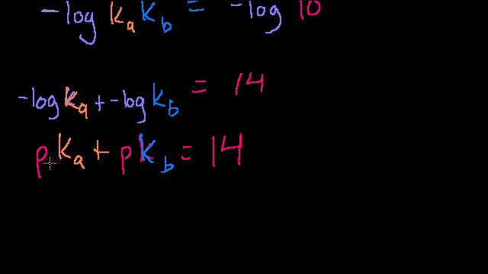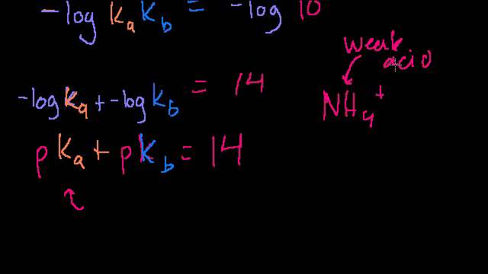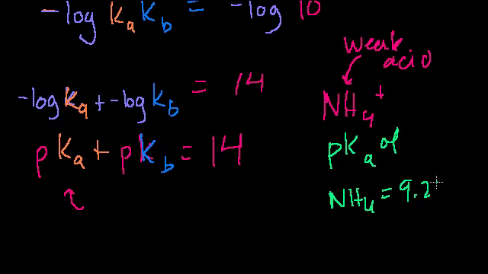Now, why is this useful? Well, if you know the pKa for a weak acid, for example, let's say we have NH4 plus. This is a weak acid, right? It can donate an H, but it's not an irreversible reaction. That H can be gained back. So this is a weak acid. If you look it up on Wikipedia, it'll say the pKa of NH4 is equal to 9.25. So this is 9.25 for ammonium.